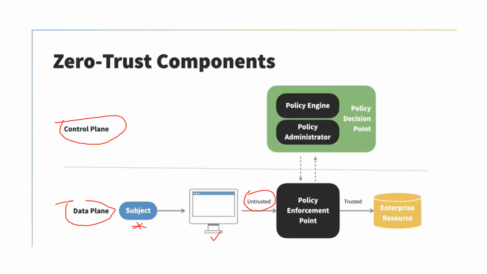Once the decision is made that this subject and devices are trusted, then they can access the enterprise resource, whether it is a database or a web app or some files, whatever it may be. So this is in a nutshell how these zero trust components work. Now, of course, it is a lot more complex than this. So I'm just trying to make it simple to understand how this works.